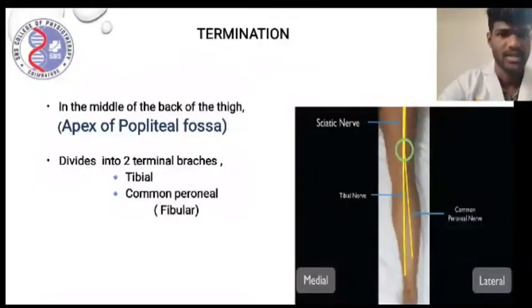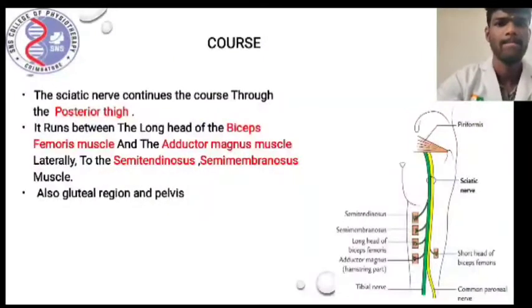Termination in the middle of the back of the thigh, apex of popliteal fossa. Sciatic nerve divides into two at the popliteal fossa. One is the tibial nerve and the other is the common peroneal nerve. It divides into two terminal branches, tibial and common peroneal.